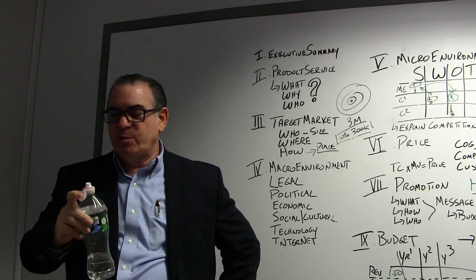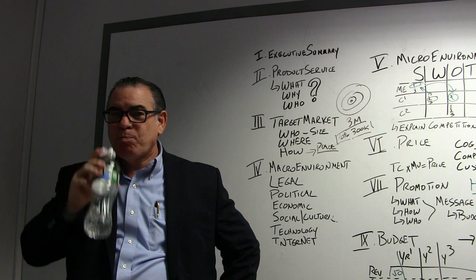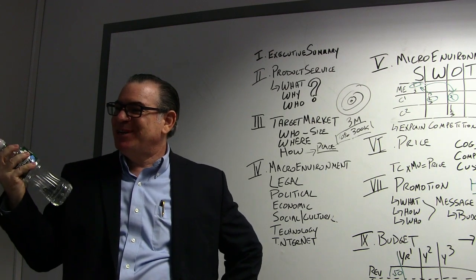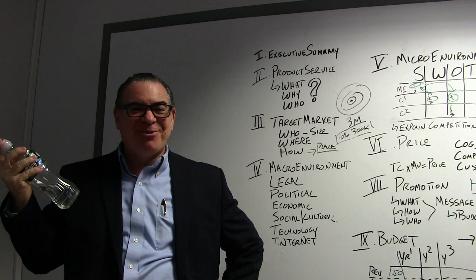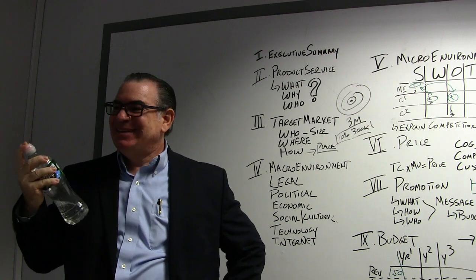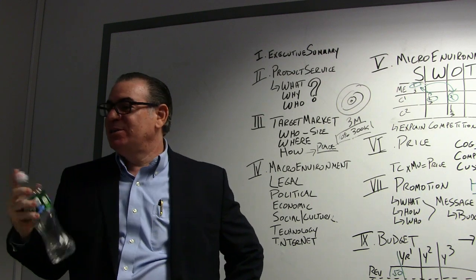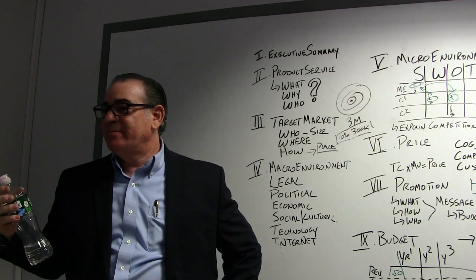I don't know what the 4 Ps are. Now I know what it is because I just drank Professor Ken's marketing water. The product, price, place, and promotion. This is great. It's the best water I ever had. So that's how you can use the internet. You build those little videos like that.